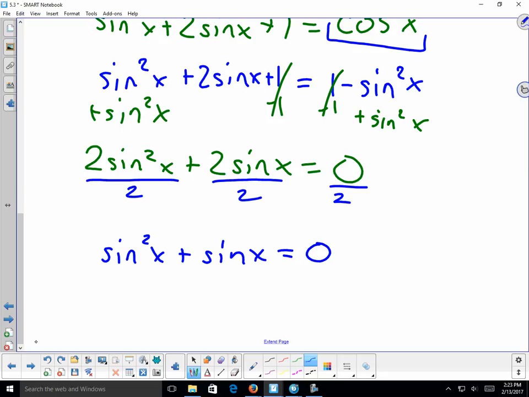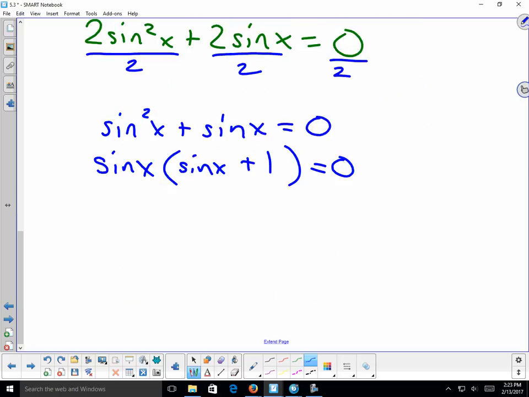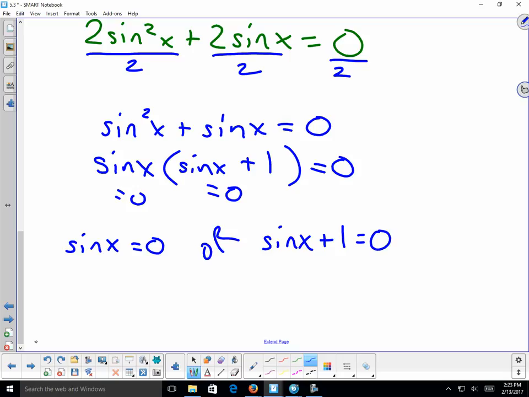Factor. So we're going to factor out a sine x, and it's going to be sine x times what? Sine x plus 1. All right, now I've got 2 things being multiplied together to give me 0. So let's actually do this, because remember, we need to be checking for extraneous solutions when we're done, right? So sine x equals 0, or sine x plus 1 equals 0.